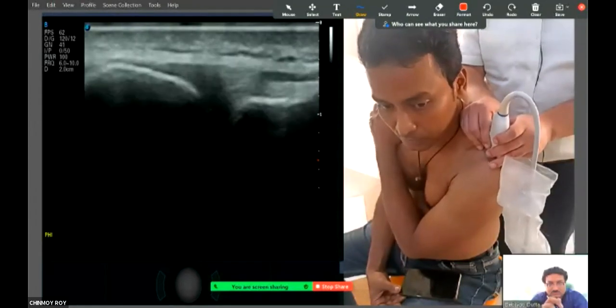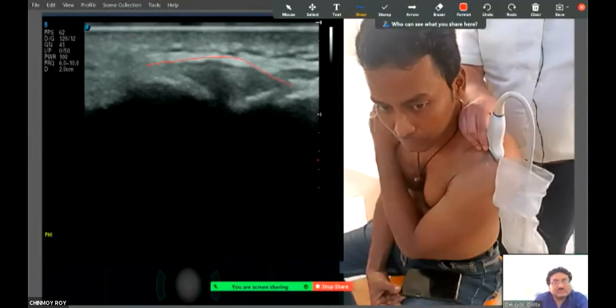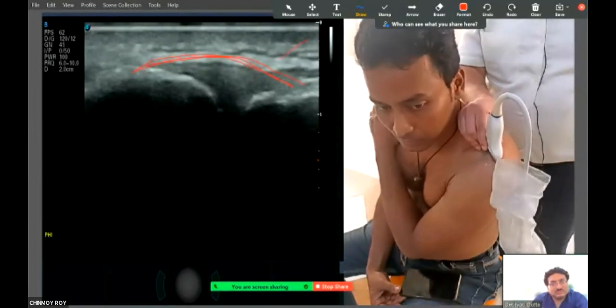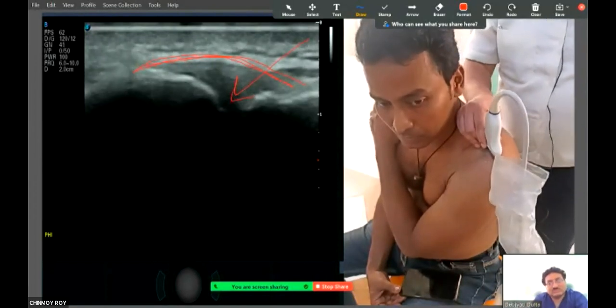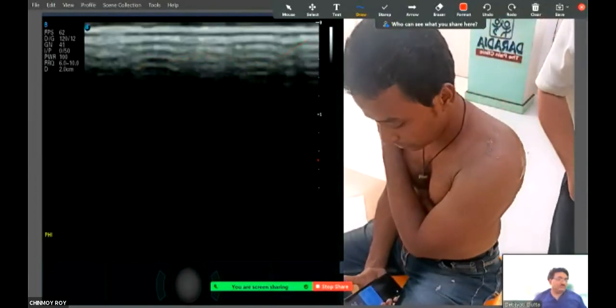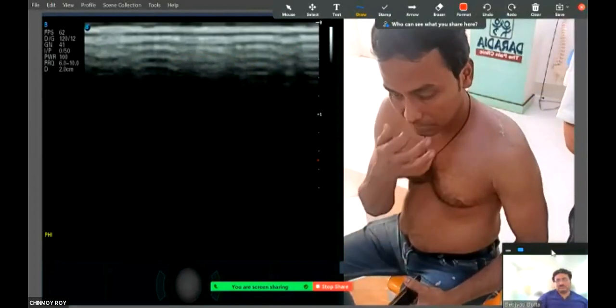The AC joint is covered by a ligament, the acromioclavicular ligament. So if you want to inject, you have to go below that ligament and you can inject directly in the joint. Okay, so I think I have shown most of the things. So tell me if you have questions.